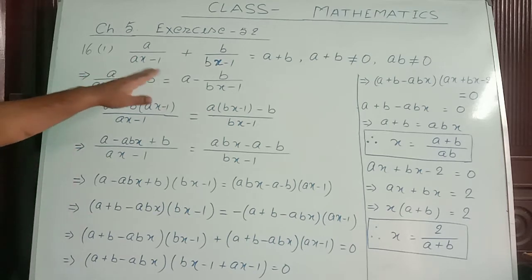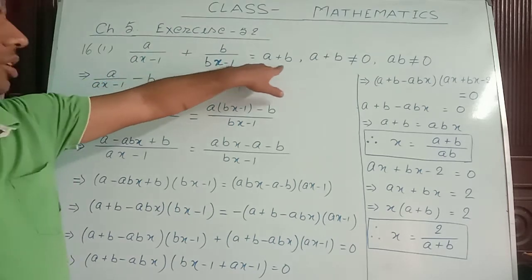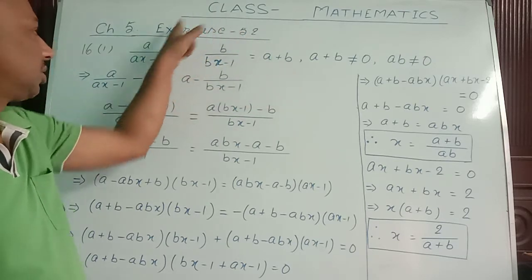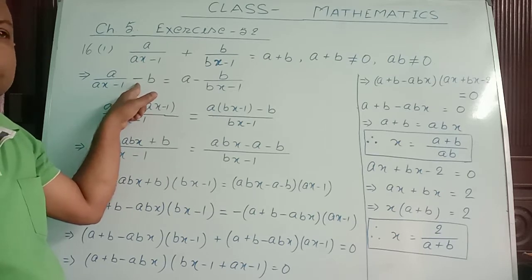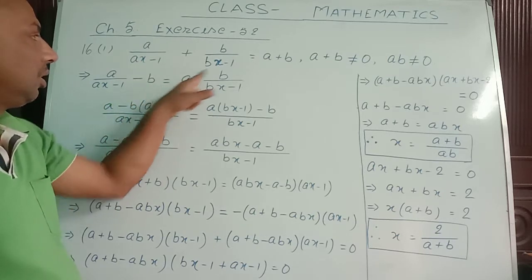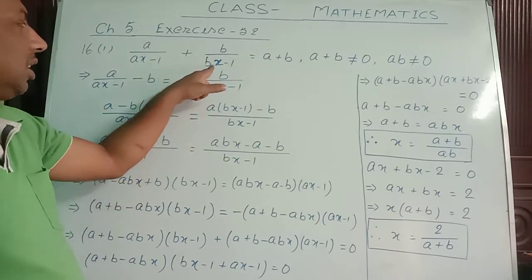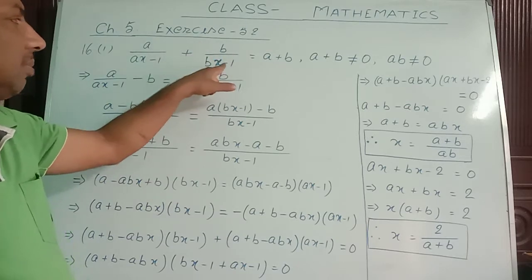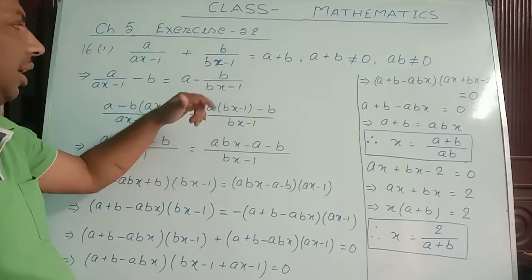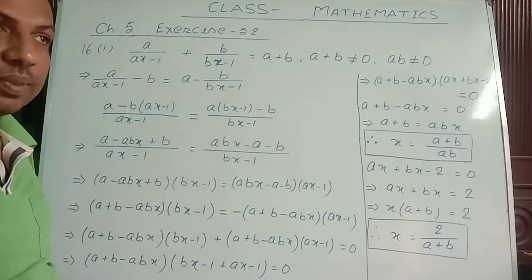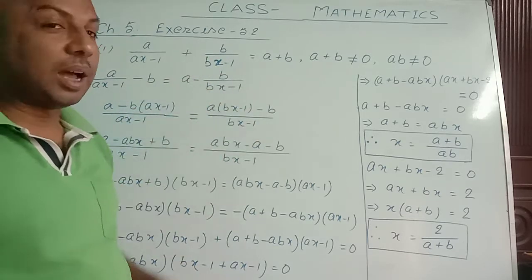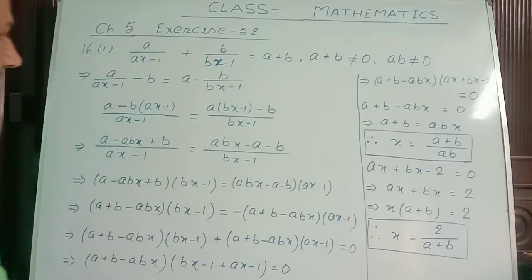I have written this expression in this way: a by ax minus 1 minus b. I brought this plus b to this side and wrote it with a by ax minus 1. After bringing it to this side, it became minus b equal to, I sent this term b by bx minus 1 to that side and wrote it with a minus b by bx minus 1. To write this step, I have followed the law of transposition.